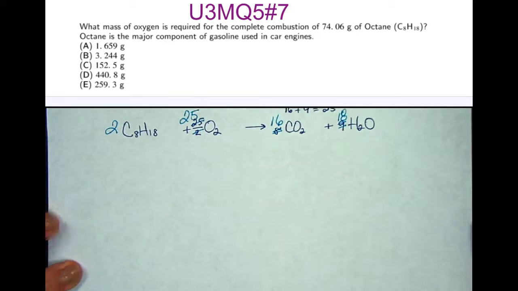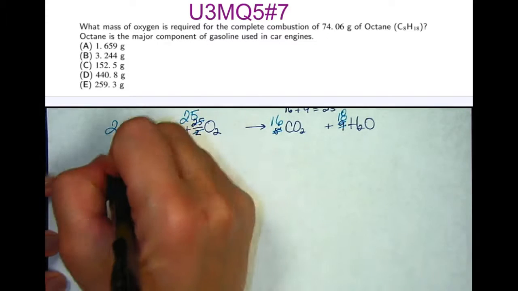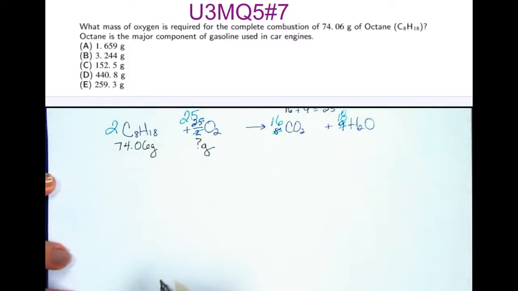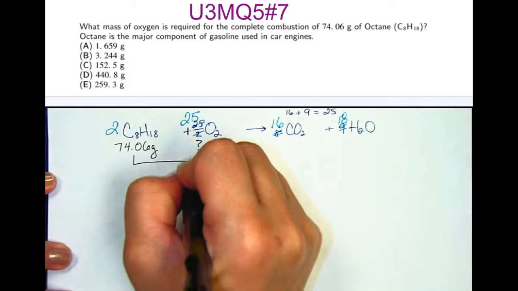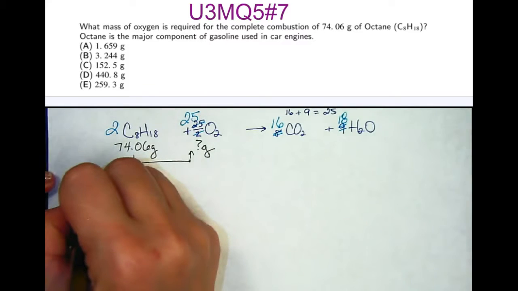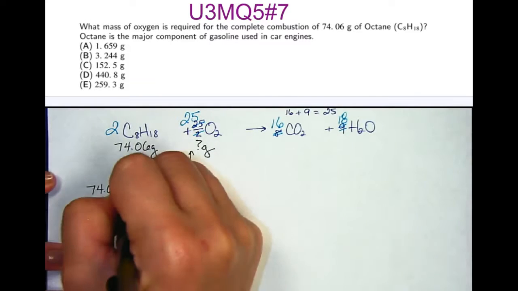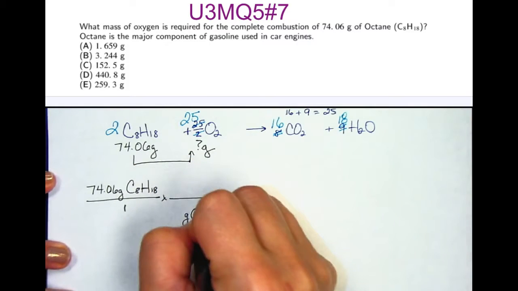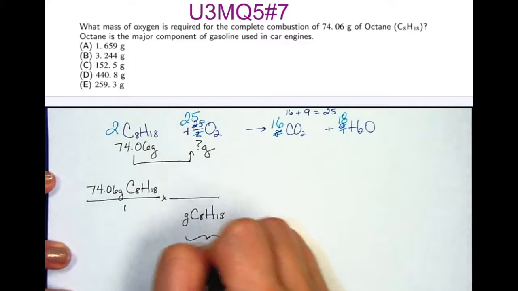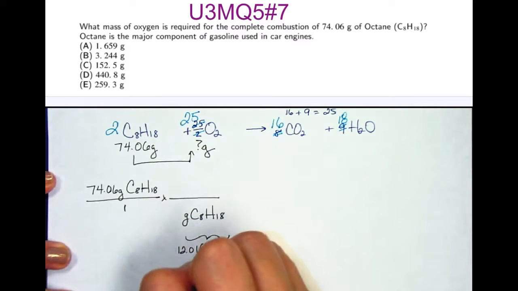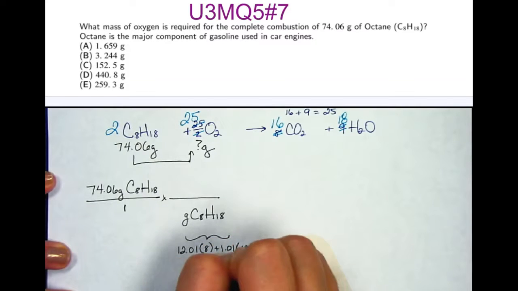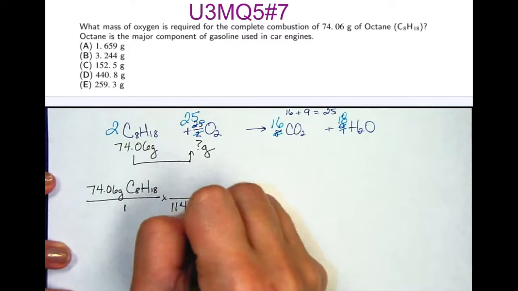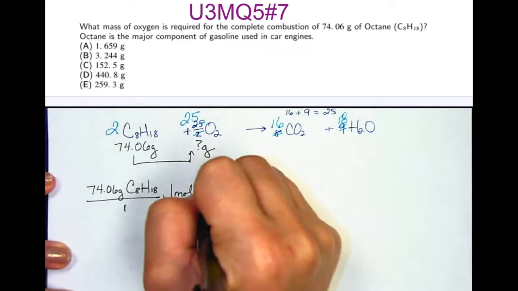So we are given the amount of octane as 74.06 grams and asked to find out how much oxygen that will consume. So we'll be stoichiometrically going from octane to oxygen. We'll put our given 74.06 grams of octane over 1. Bring down grams of octane. We're going to go to the periodic table and get the mass of carbon times 8 plus the mass of hydrogen times 18. And that's going to give us 114.26 grams, which equals 1 mole of octane.